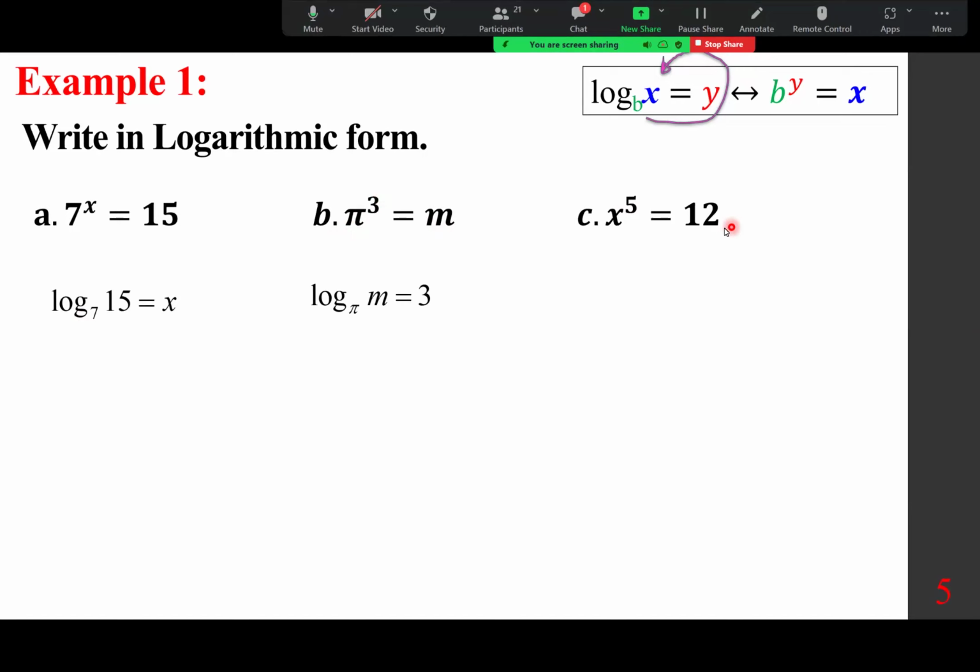X to the power of 5 equals 12. That means log of 12 with base x must be the exponent 5.